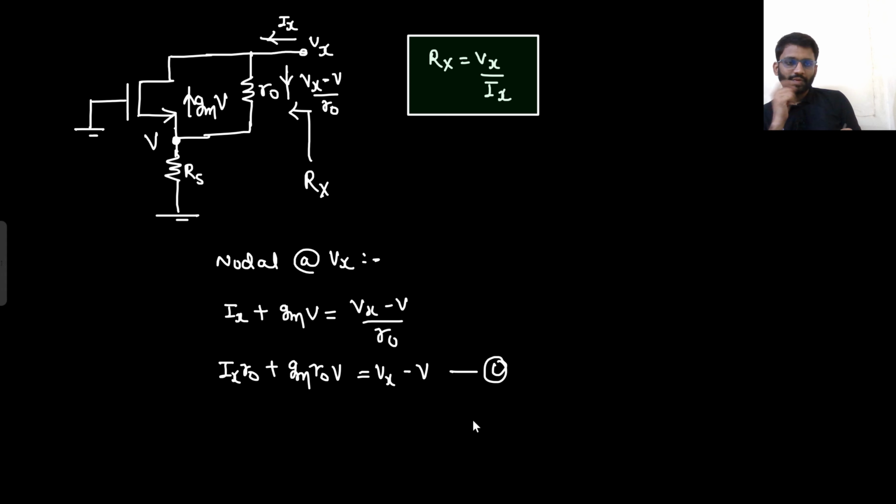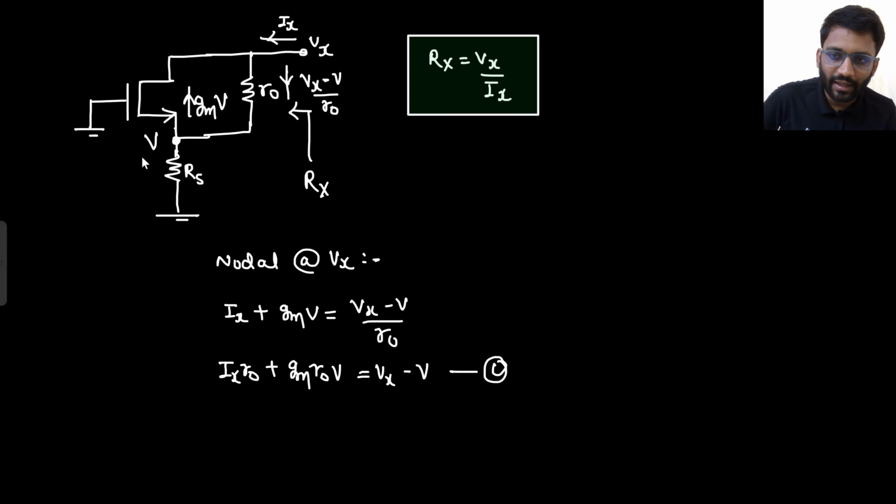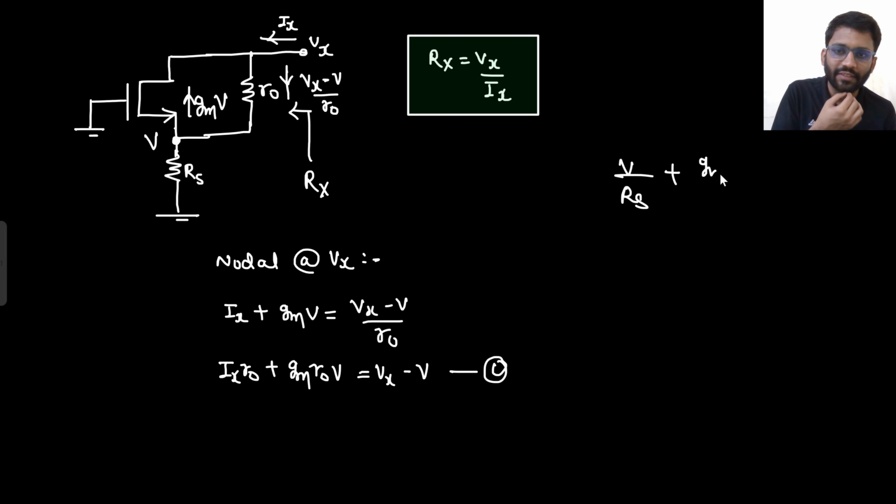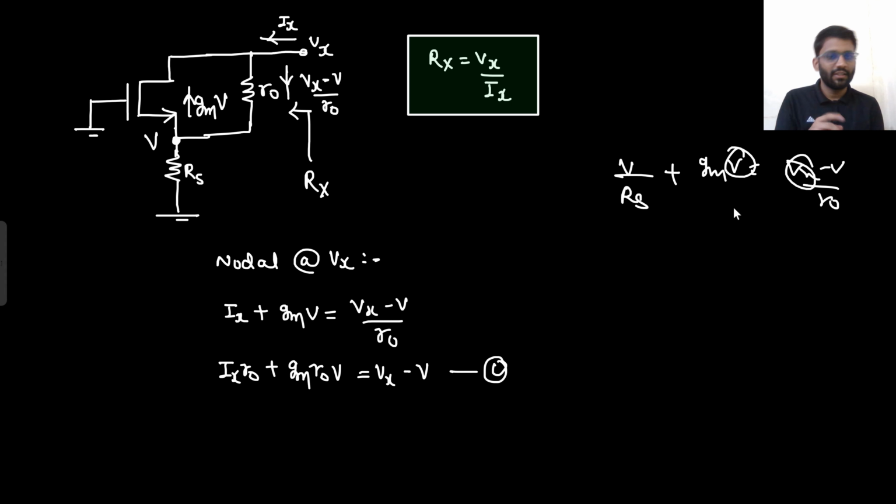Now what is the issue? The issue is V. You need the expression Vx by Ix, and the issue is this V, so you have to eradicate this V. How can you eradicate this V? Some people will apply nodal here: V by Rs plus GmV is equal to Vx minus V by R0. From here, I can find the relation between V and Vx. That is good, but that will take more time.